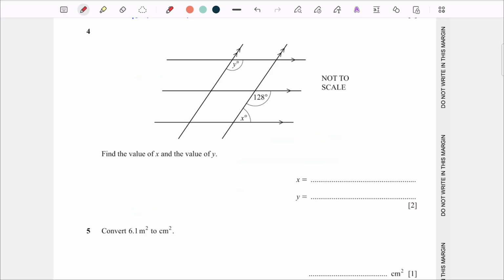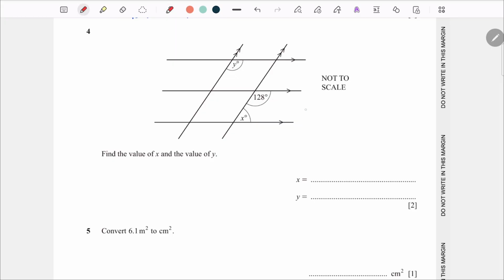Question number 4, it's showing us a diagram. Find the value of x and the value of y. So first we'll find the value of x. Now by seeing the diagram, both of these lines are parallel to each other. So the angles that are enclosed within parallel lines are known to be interior angles. So angle 128 and angle x, both of these are interior angles.